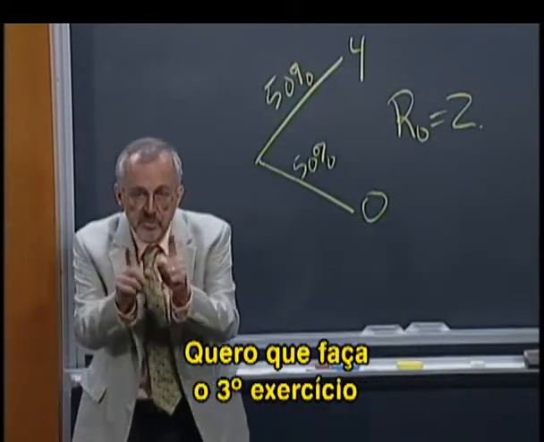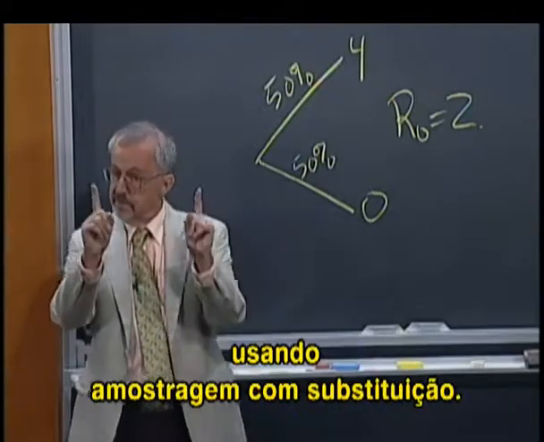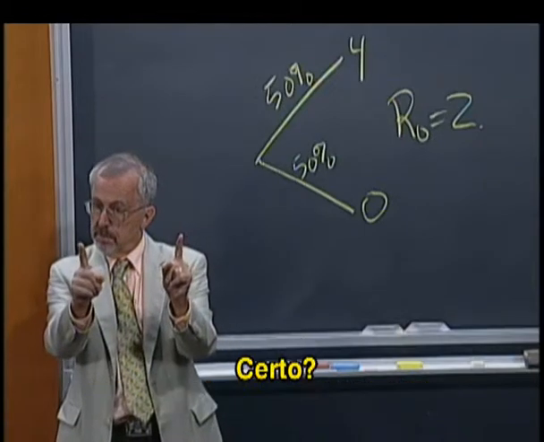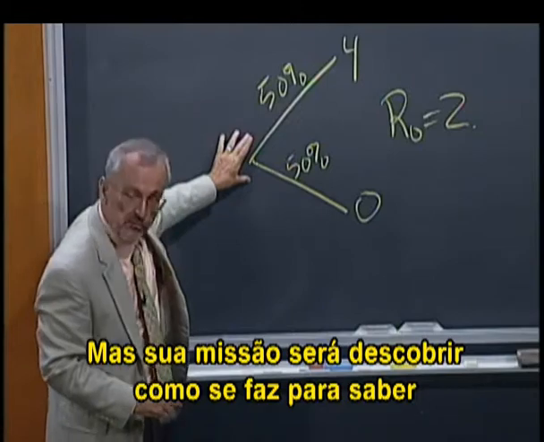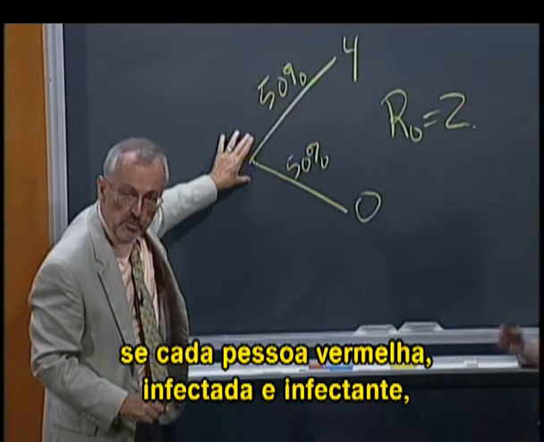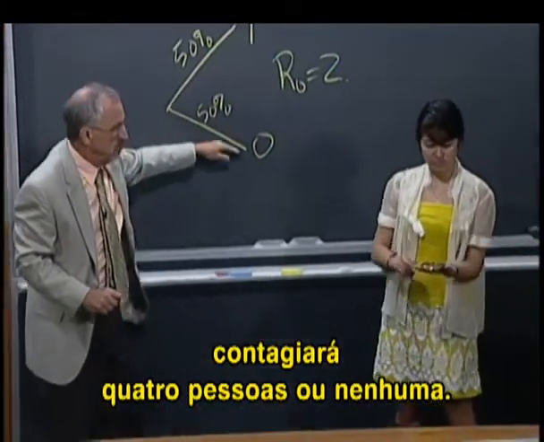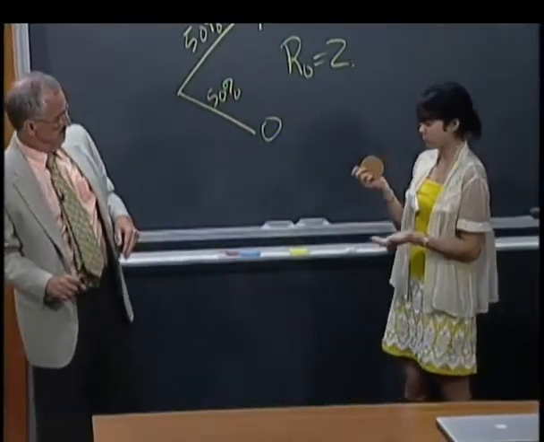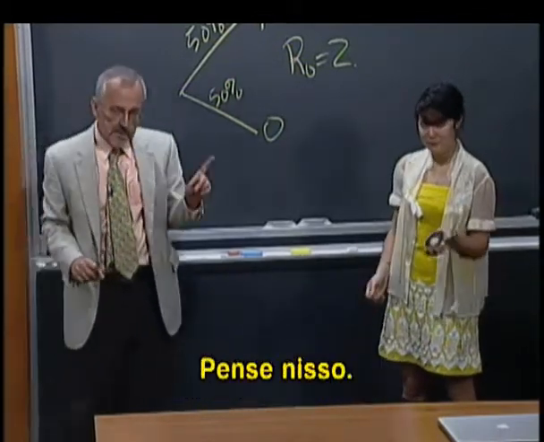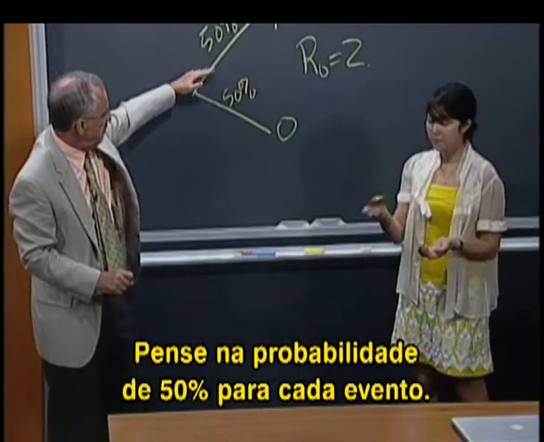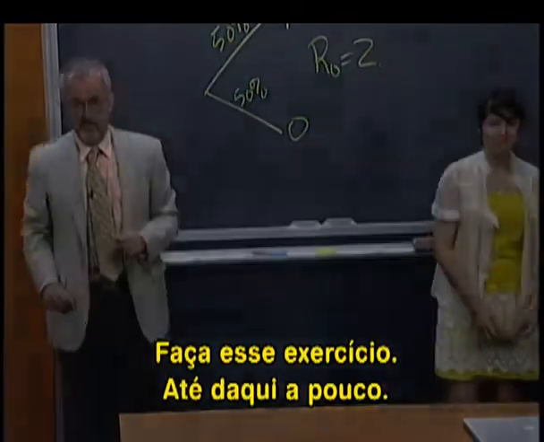So I want you to do exercise 3 here. I want you to do this the same way you did exercise 2, sampling with replacement, okay? But your key is going to be to figure out how you figure out whether each new person who's red, who's now infectious and infected, infects 4 or 0. I wonder what Mai is doing here. Think about this. Think about how to figure out 50-50 chance here. Do this exercise, and we'll see you in a few minutes.